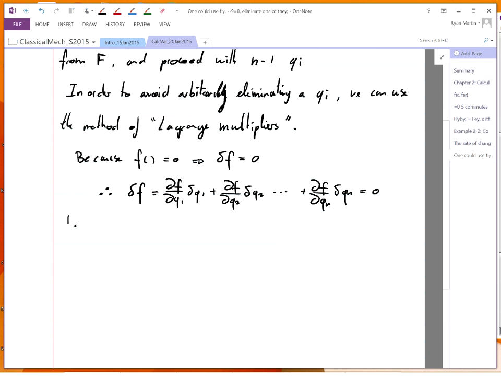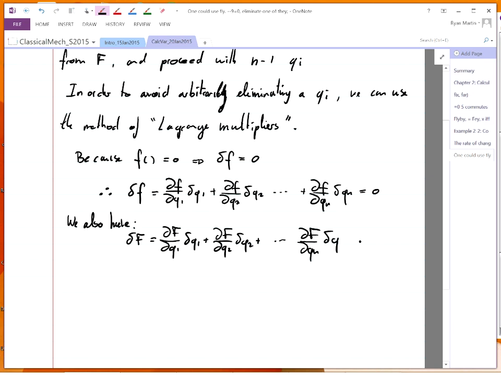Okay. And we also have delta capital F, which is the same thing with capital F. So applying the chain rule, it's di capital F by di q1 delta q1 plus di capital F by di q2 delta q2 plus, all the way to, di capital F by di qn delta qn. That's also equal to 0.